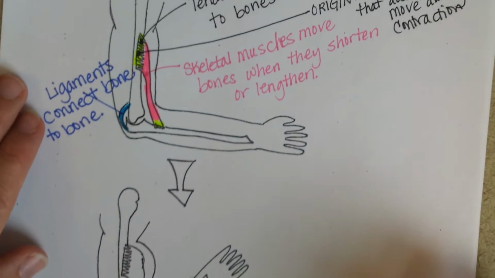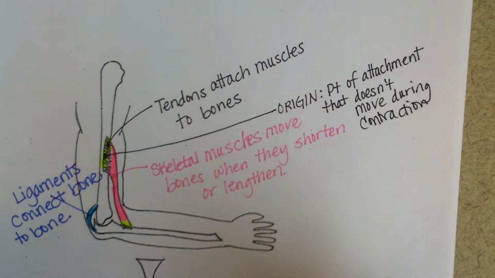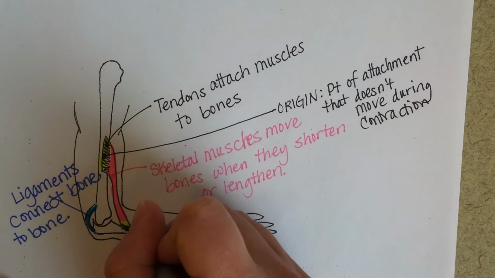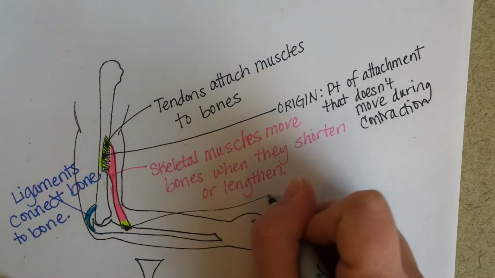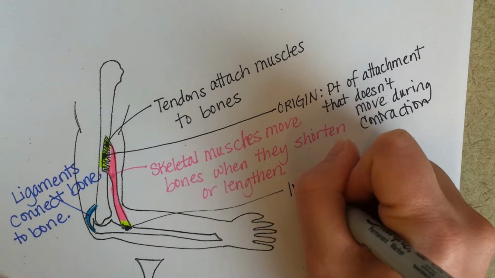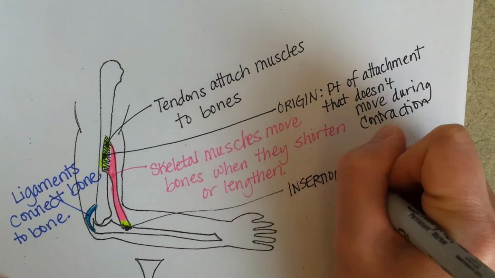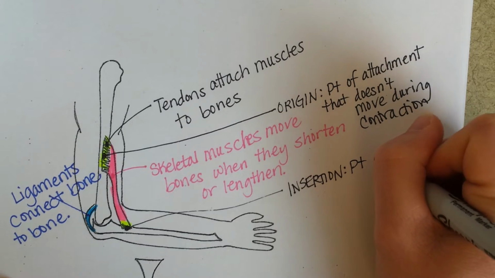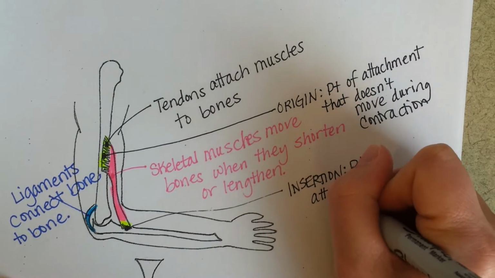And then all muscles have to be attached to at least two different bones, and so the second point of attachment is called the insertion. And this is the point of attachment that does move.